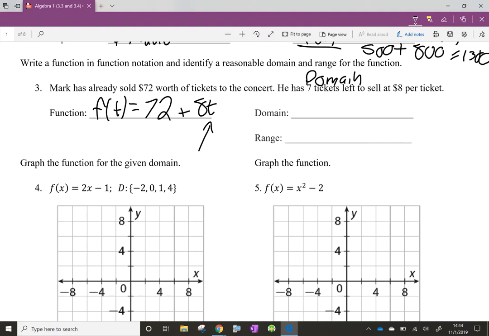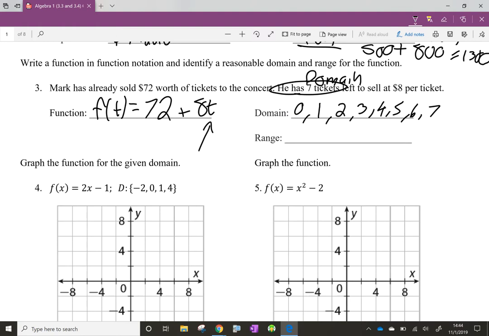So these are all the possibilities, right? We could sell 0 tickets. We might go the rest of the day without selling any tickets. We might sell 1 ticket. We might sell 2 or 3 or 4, 5, 6, or 7, right? But I can't sell any more than 7 because that's my limit, right? I'm limited to 7 tickets. I can only sell up to 7 more tickets because that's all I have left.